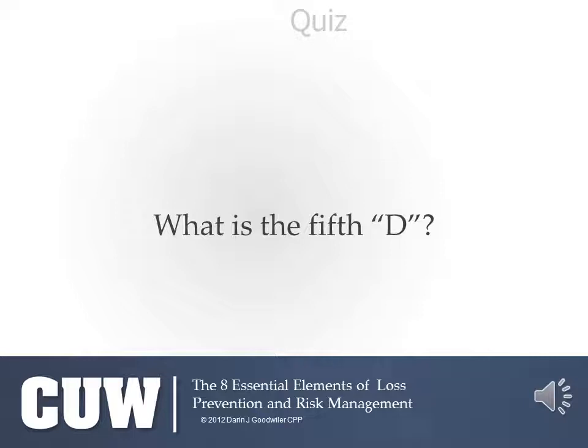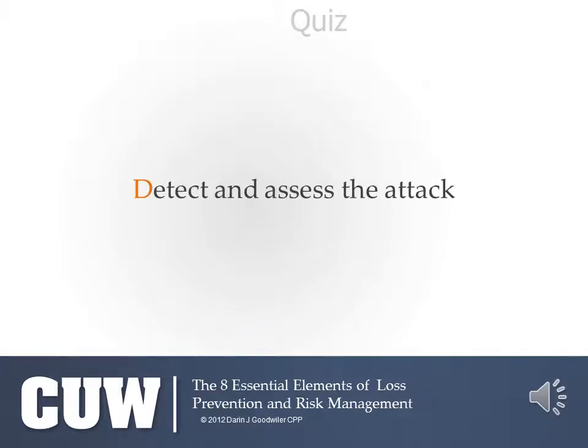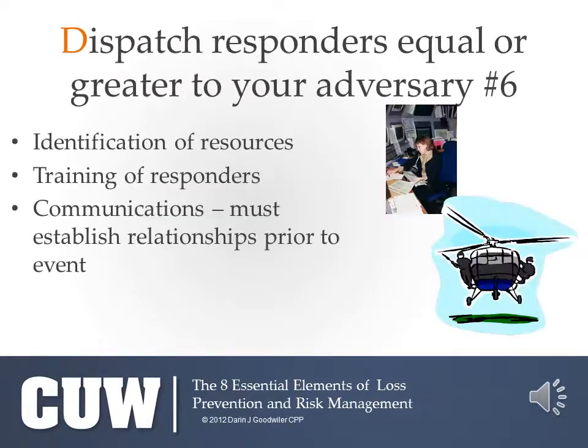What is the fifth D? Detect and assess the attack. The sixth D is to dispatch responders equal or greater to your adversary. Once you've validated that you have a problem, so you've detected and assessed the attack, you need to dispatch the appropriate resources to address the situation.